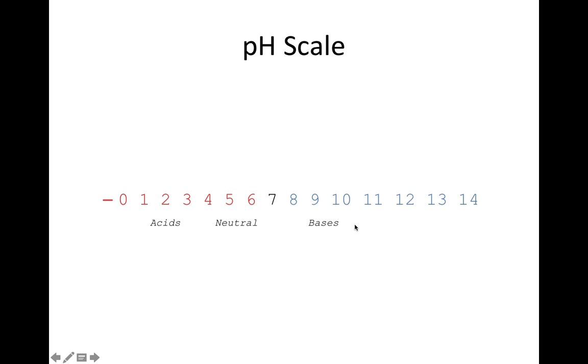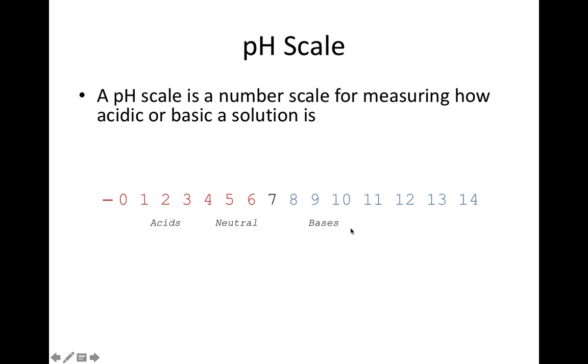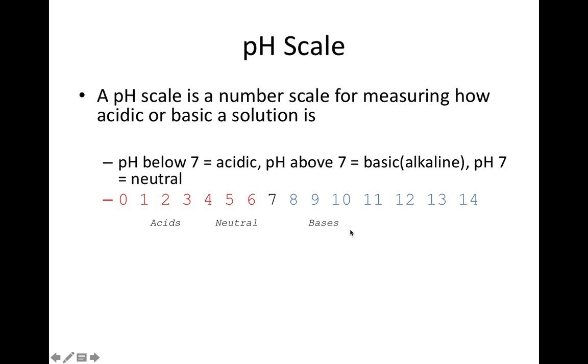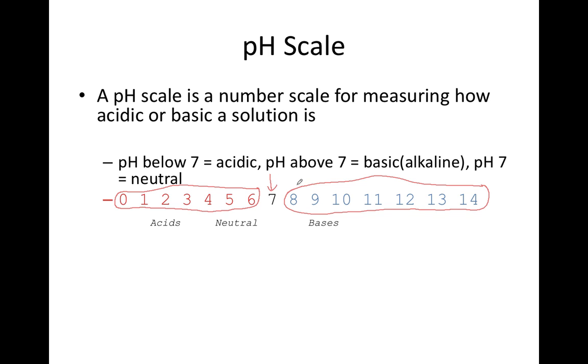pH scale. A pH scale is a number scale for measuring how acidic or basic a solution is. pH below 7 means that the solution is acidic, as seen in red here. Anything below 7, so 6 to 0, means it's acidic. A pH above 7 means that it is basic. And a pH of 7 right in the middle means that it is neutral.